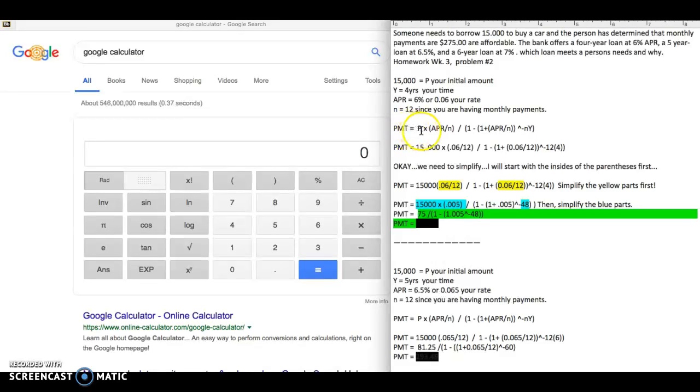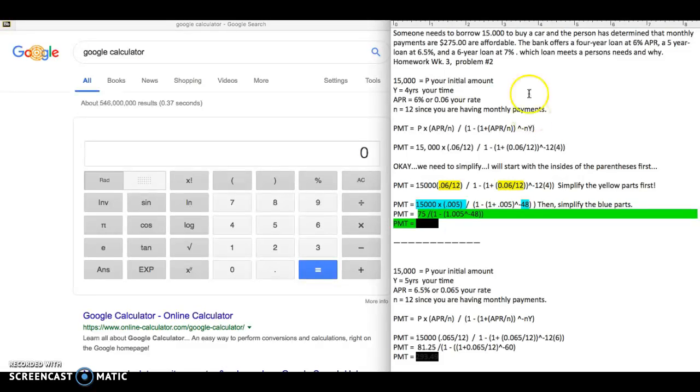formula here. It's your principal times your APR percentage, divided by the number of times that you are making your monthly payments, divided by, now this is where it gets yucky, 1 minus the parentheses of 1 plus your percentage divided by n. And then this section right here is going to be taken to the negative ny, n being the number of times you're making your payments, and y is the total number of years that you're going to be with the loan.